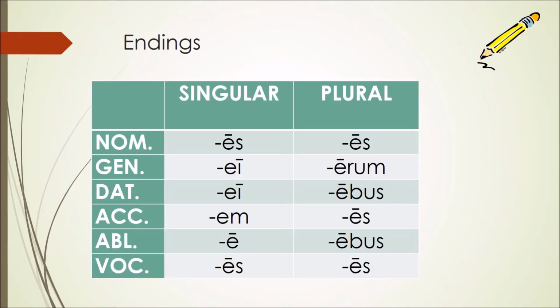Discipuli, our fifth declension song is to the tune of One Little, Two Little, Three Little Senators. Ei, ei, em, e. That's the fifth declension's way. Es, erum, ebus, es, and ebus. Soon it will be famous.